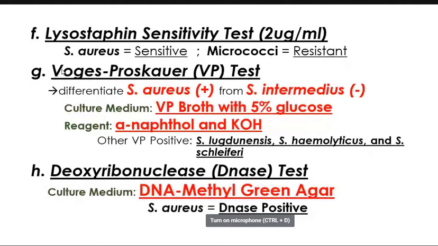Ang kakaiba lang nila, pag MRVP, hahatiin mo, it is just the reagent that is different for both tests. So ang reagent mo sa VP is, after growing your isolates, you add your alpha-naphthol followed by your potassium hydroxide. So other VP positive, meron kayong lugdunensis, hemolyticus. Yan yung ngayon, babalikan yung mga biochemical test.